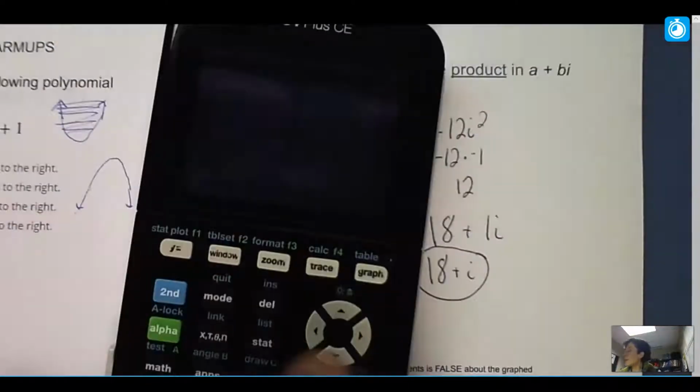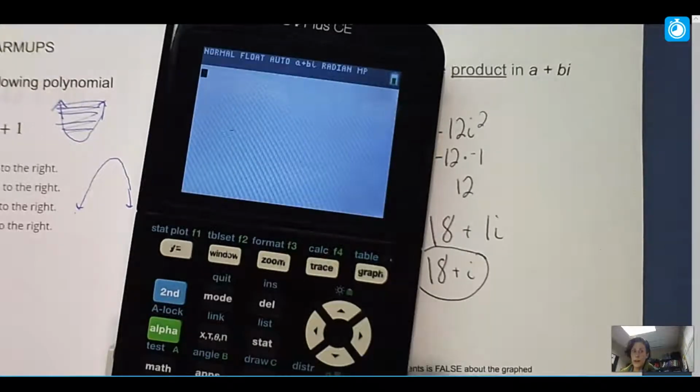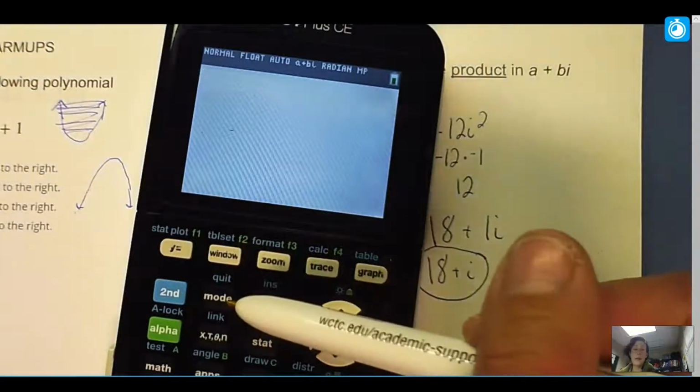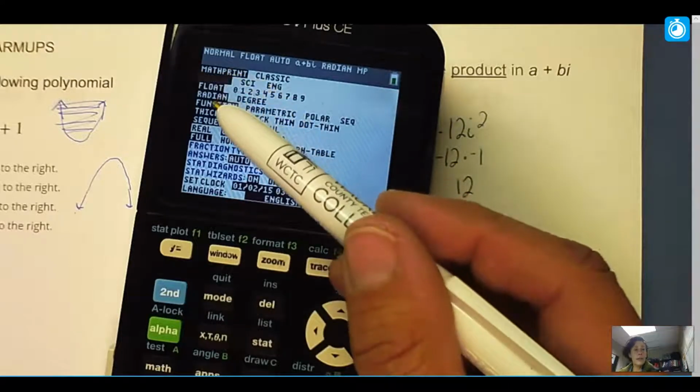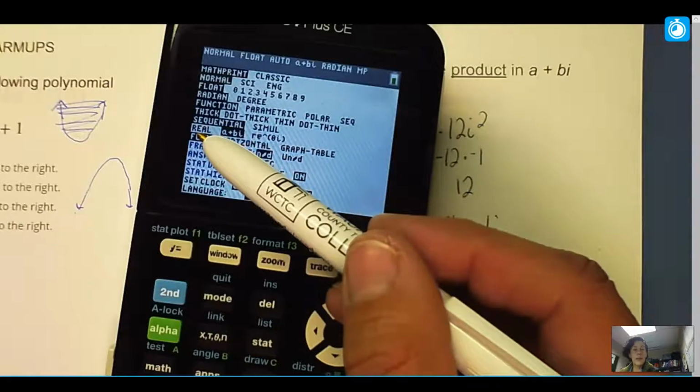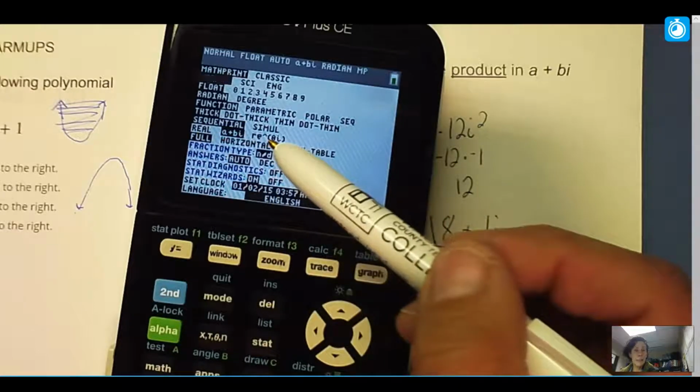Now, if you're watching from another class, there is an option for the graphing calculator. What you need to do, this would not work on Desmos though, you press mode, and if you scroll down, you will eventually see a line that says real, a plus bi, and then this part over here.